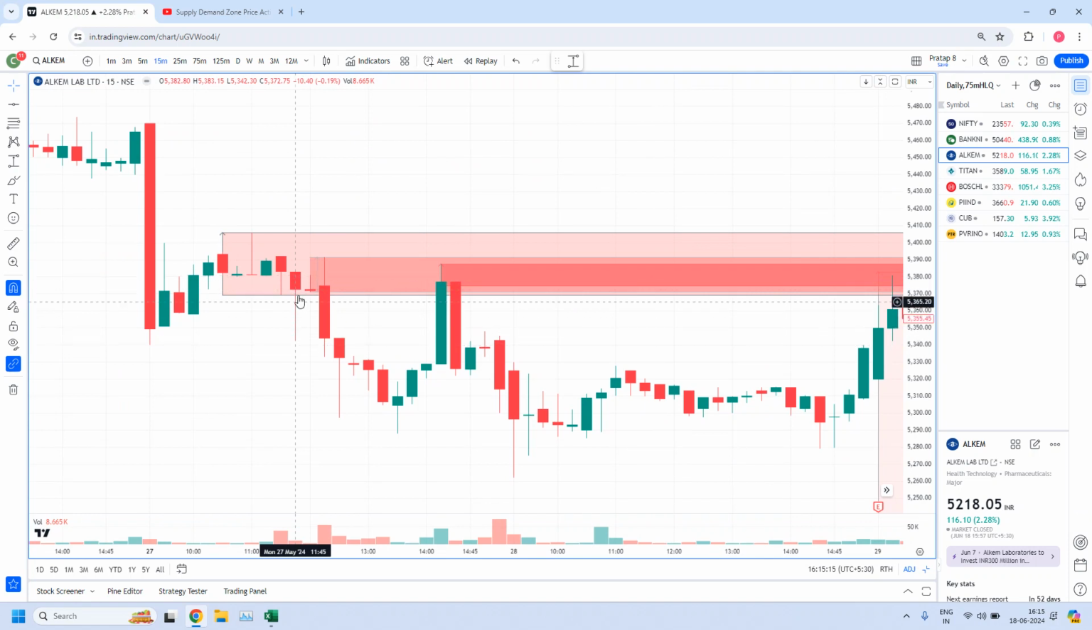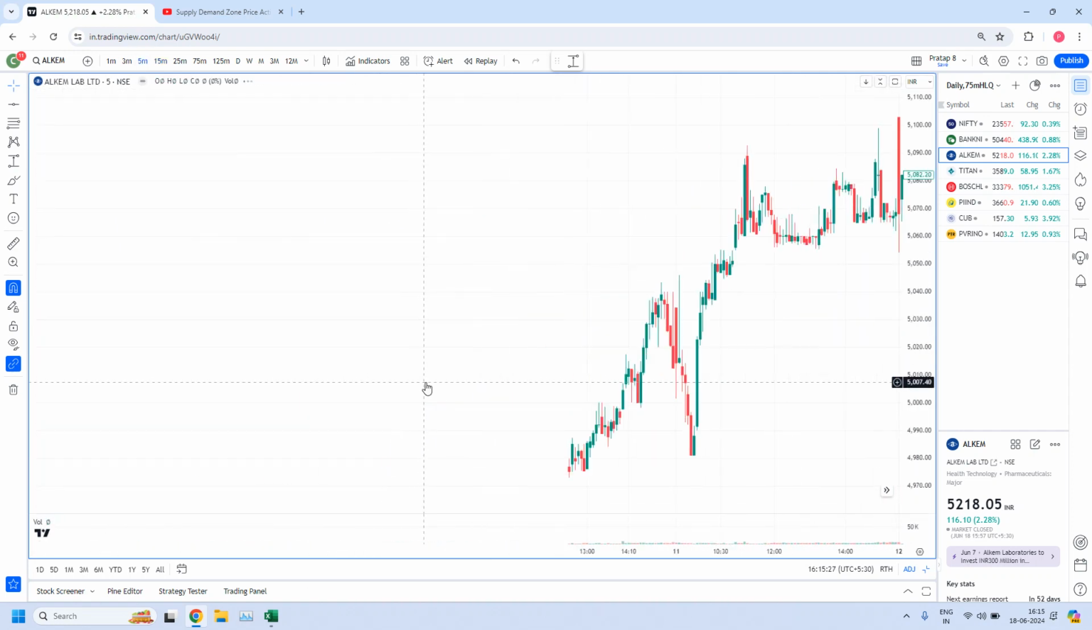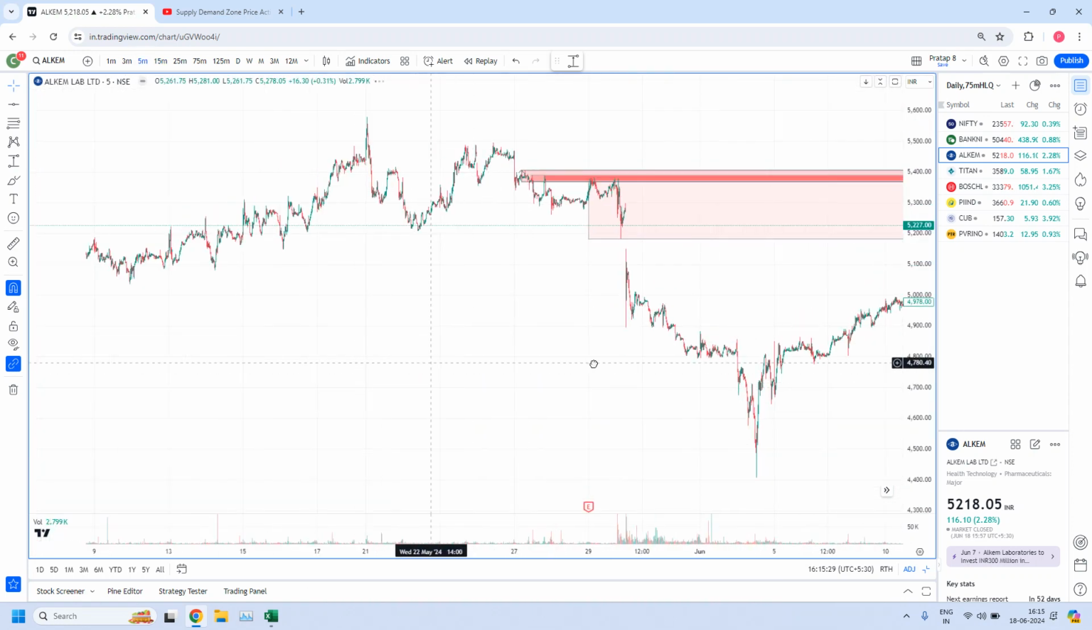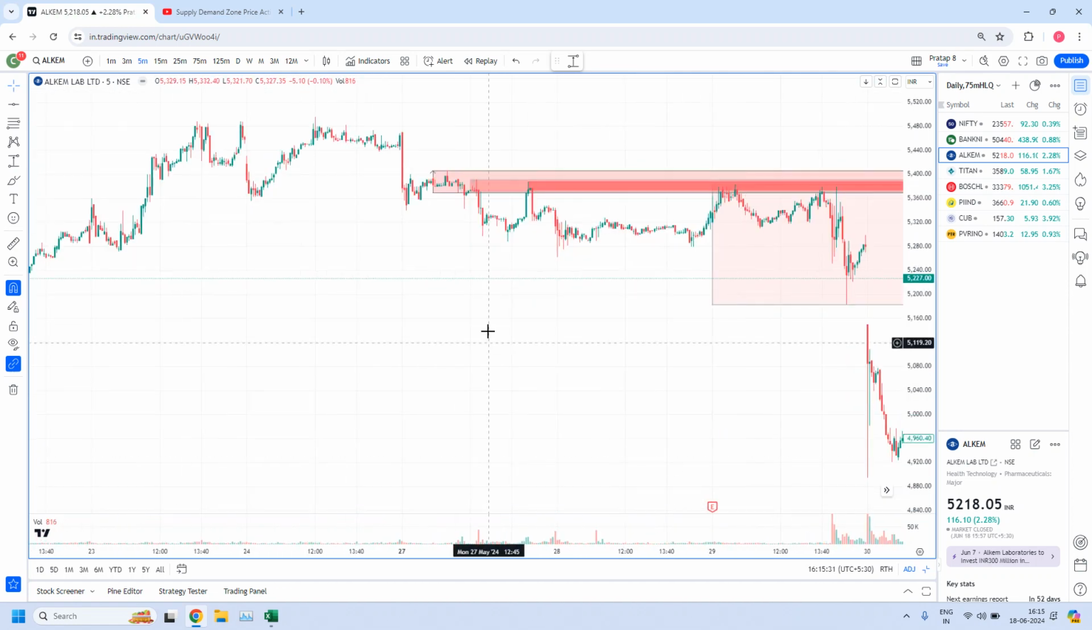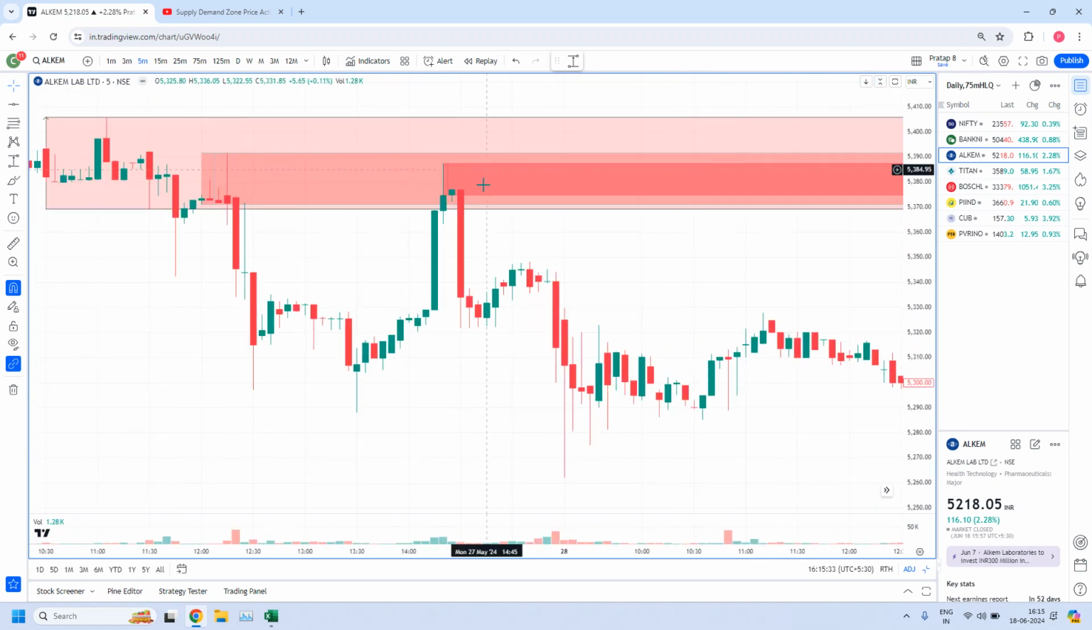We have an ERC candle as a leg-in, a base candle and a drop candle. This is the 15 minute zone. Inside the 15 minute zone, we have a 5 minutes fine-tuned zone. Let me go to the 5 minutes time frame. So here you have a rally, two base candles, drop. That way you can treat it.